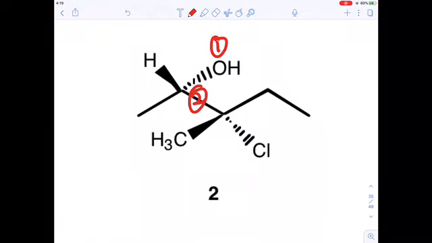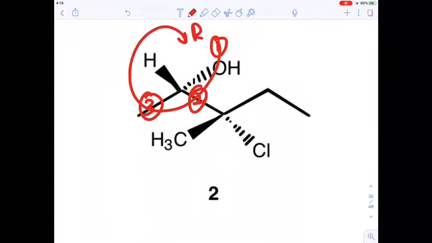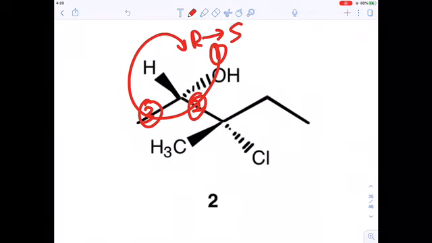Okay, moving on to number 2. I'm going to look at the chiral center on the left first. OH is going to be the highest priority. It's going to be the same ranking as before, so I'm not going to go through it. The only difference is that because your H is now on a wedge, whatever you get here, you have to flip. So we get R, but it's actually S.